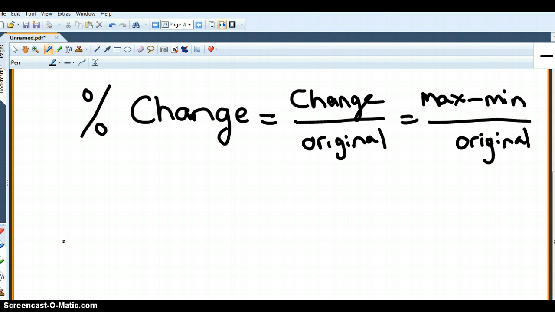You started at $100,000, and you got decreased to $60,000. That's a change of $40,000, and the original starting point was $100,000. So 40 out of 100, that happens to be 40%.